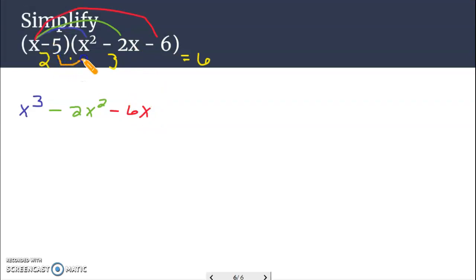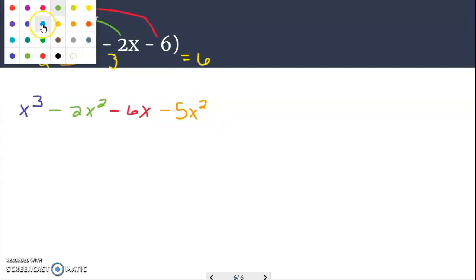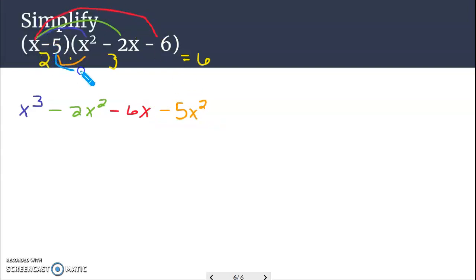Negative 5, we have to distribute that to all 3 terms. Negative 5 times x squared, negative 5x squared. Negative 5 times negative 2x, positive 10x. And finally, negative 5 times negative 6, positive 30. And if you count the terms here, notice we have 1, 2, 3, 4, 5, 6 terms, which is what we expected, a binomial times a trinomial.